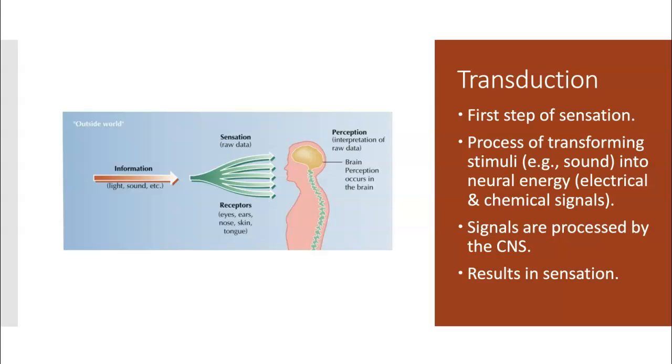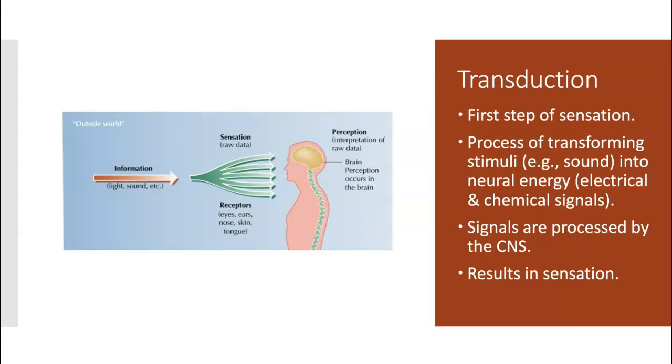So for example, when sound reaches our ears, it's in the form of sound waves. Our brain can't communicate it through sound waves. It does not use that language. So before our brain can process this, it first needs to be turned into a language that the brain can understand. And that's essentially what is happening when sensation happens. When our sensory receptors first receive that message from the outside world, they transform that into electrical and chemical signals.